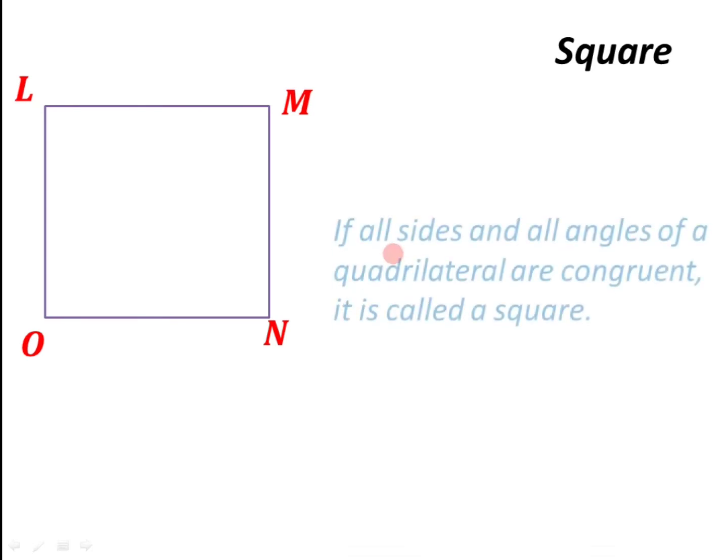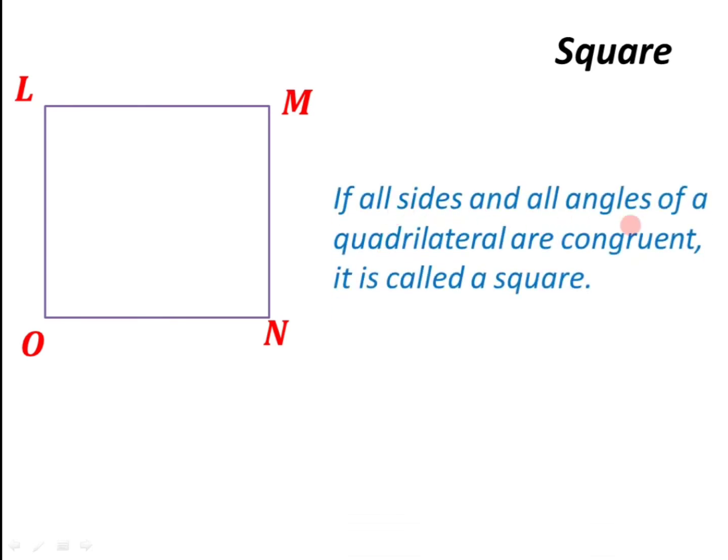Now let us have the next type of quadrilateral, that's the square. So this is the diagram of square LMNO. Now we can define a square as, if all sides and all angles of a quadrilateral are congruent, then it is called a square. So for this quadrilateral LMNO, if all the four angles are equal, that means they must be of measure 90 degrees. So if all the four angles are to be congruent, then measure of each angle must be 90 degrees.